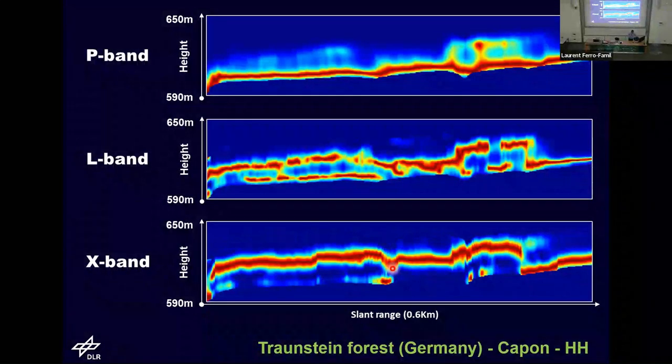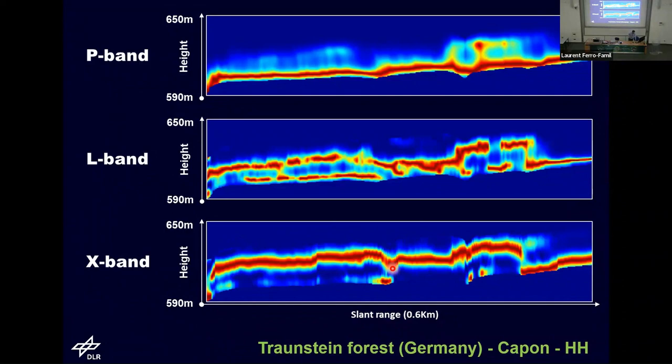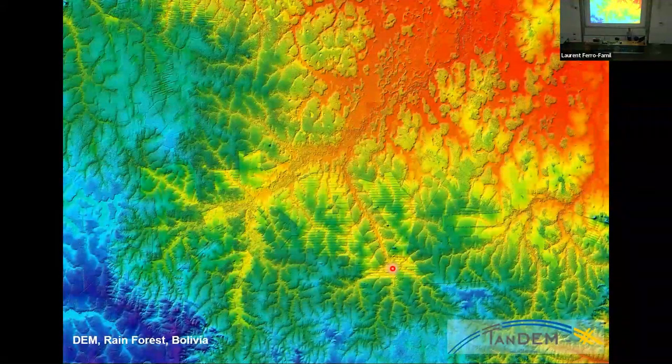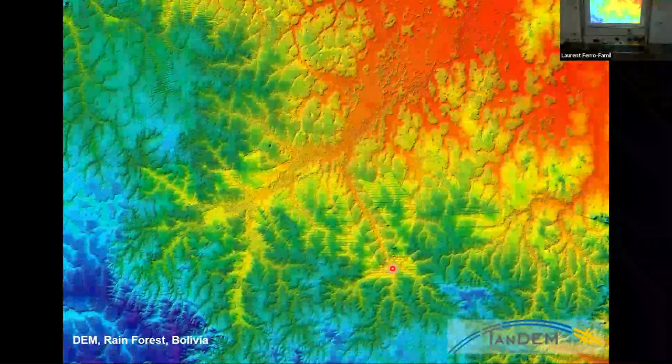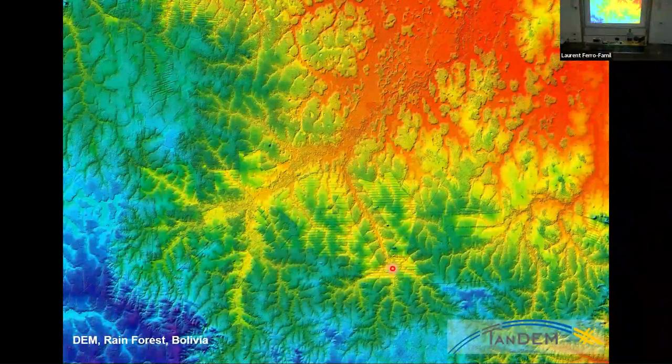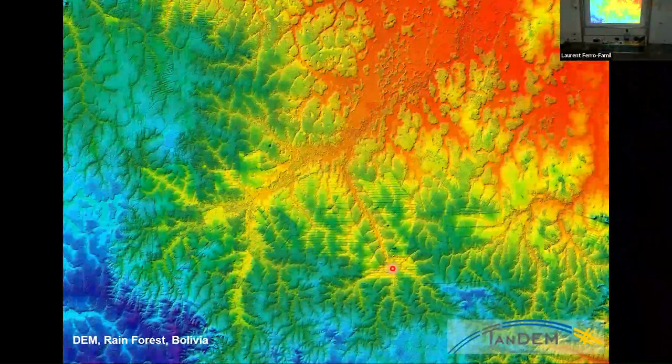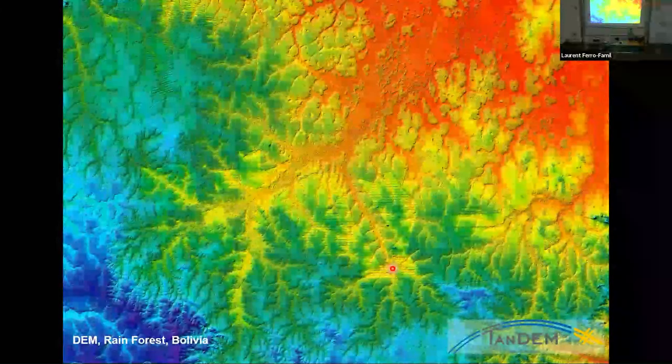So you see now you have this change of phase center with the frequency, with the wavelength, but of course the phase center also changes, with the same frequency, with what you have on the ground. So what is this? We are here in Bolivia. This is TanDEM-X, so X-band. So you tend to see your phase center more close to the top.